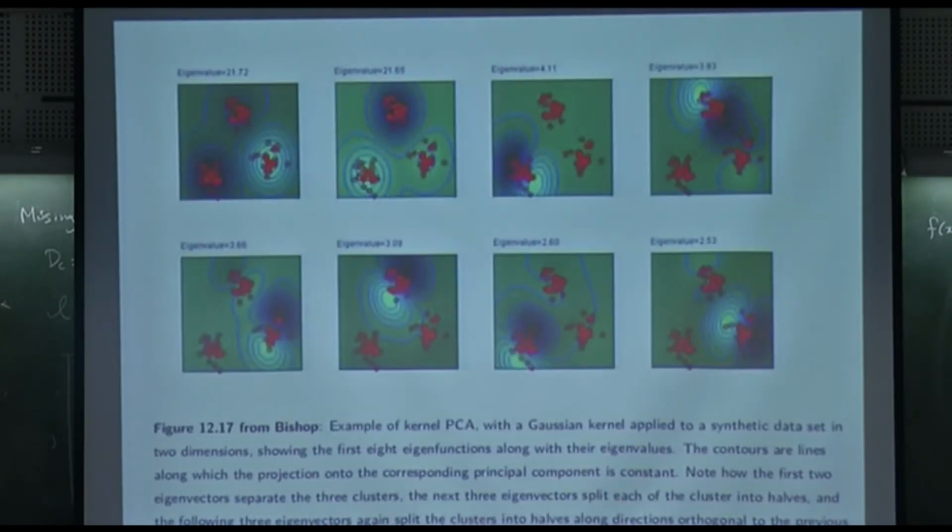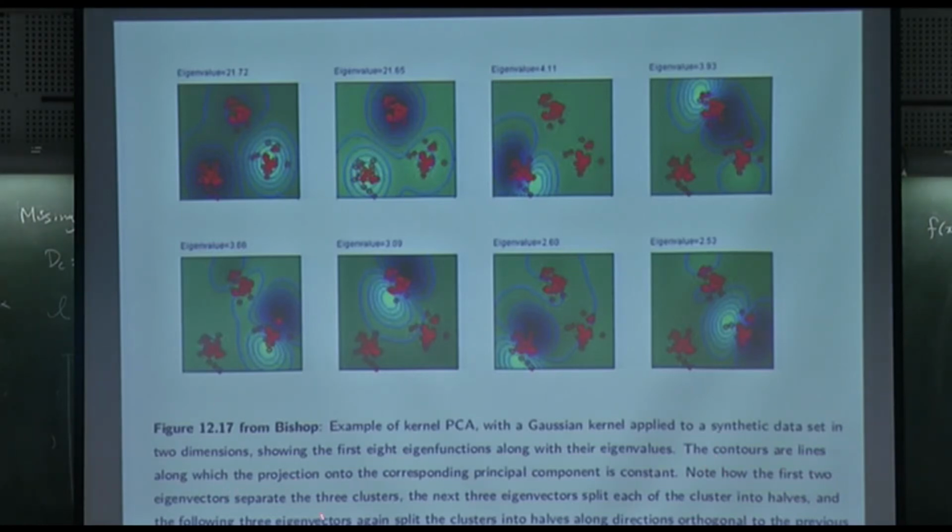All right. This is another example. Here, this example is for kernel PCA with a Gaussian kernel applied to a synthetic data set in 2 dimensions. The first 8 eigenfunctions are shown with their eigenvalues. So these are the 3 classes. The data is structured in such a way that there are 3 different groups, and now what we are trying to do is use RBF kernel based eigenfunctions to see what is the relationship between them. The contour lines are lines along which the projection onto the corresponding principal component is constant. That's what the various contour lines are.